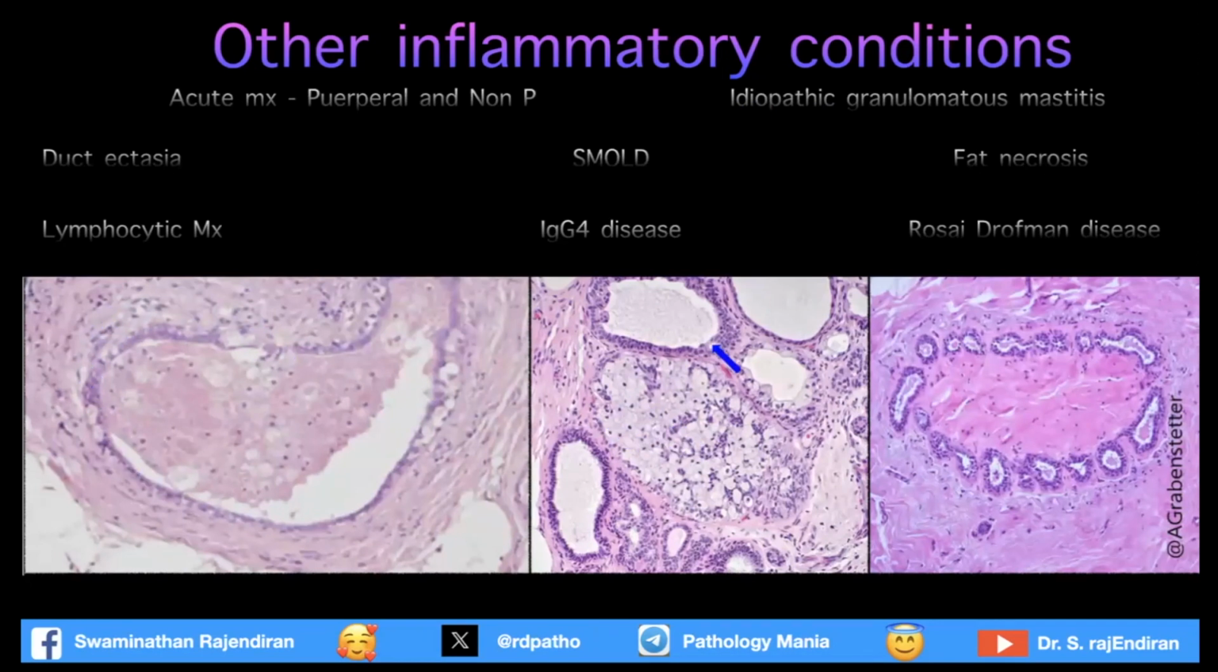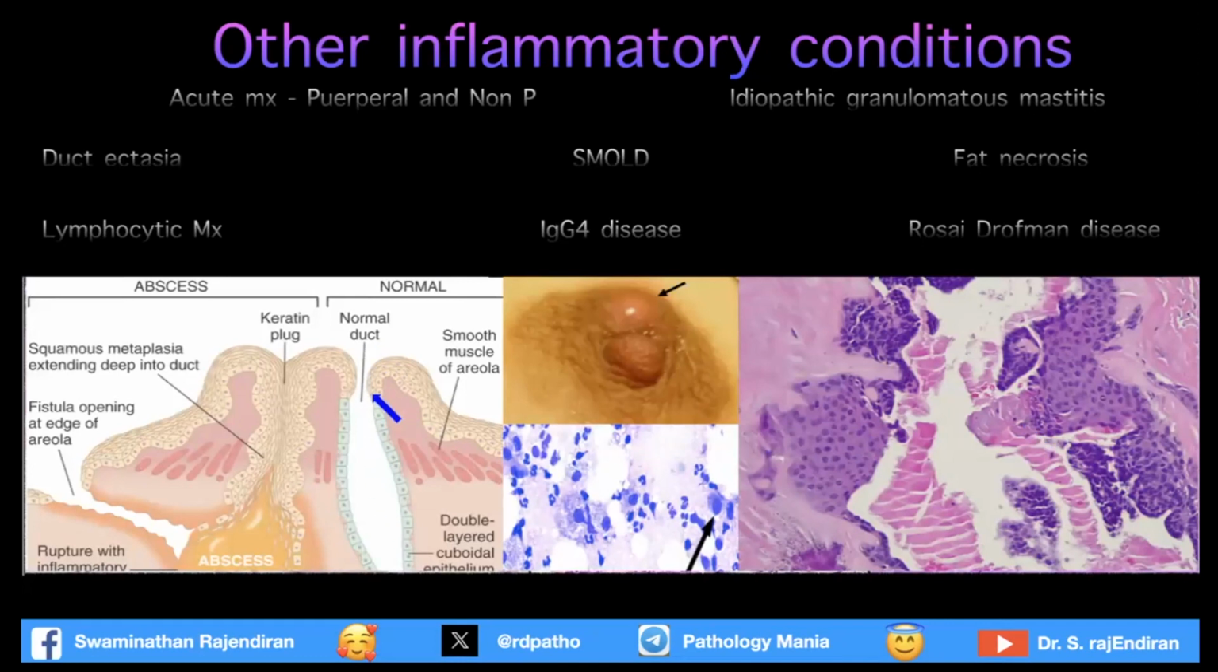In this picture, the ducts are very much dilated and filled with histiocytes, and chronic inflammatory cells and plasma cells are seen around the ducts. And in later stages, the whole duct will be sclerotic and there will be recanalization, like a recanalization of a thrombus. So this is a condition known as duct ectasia.